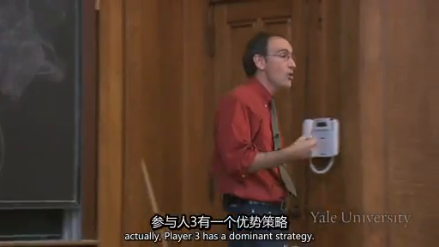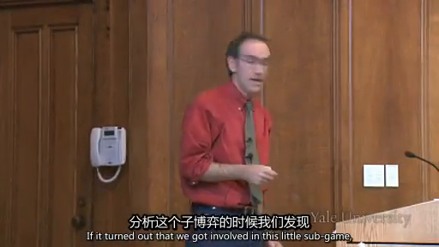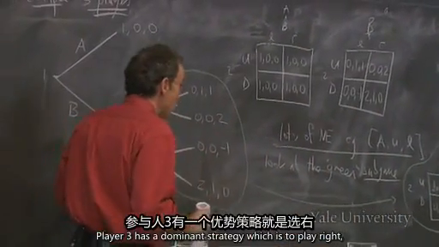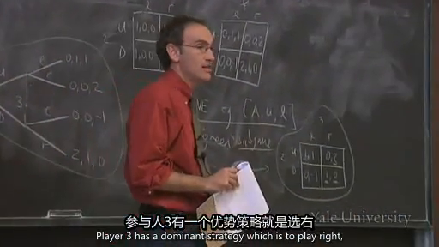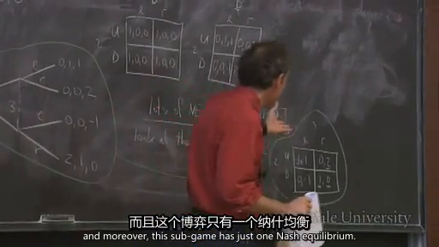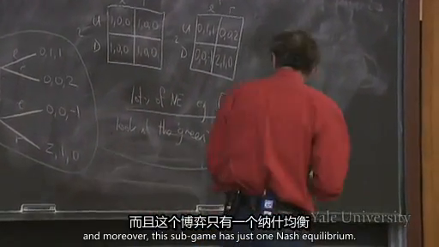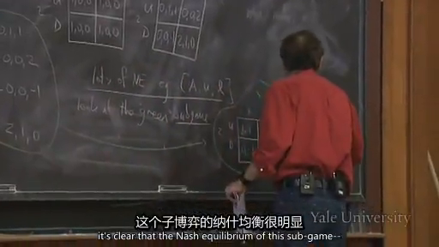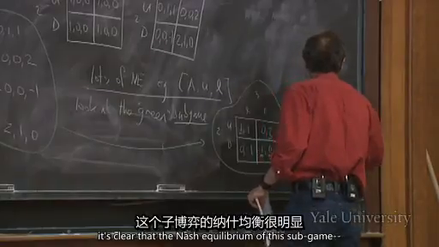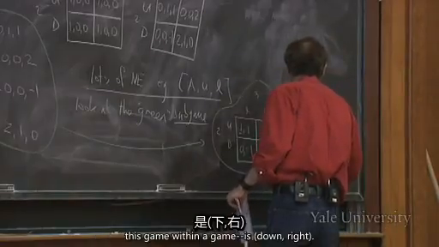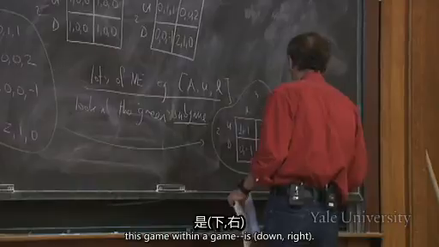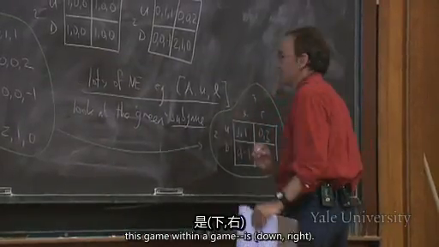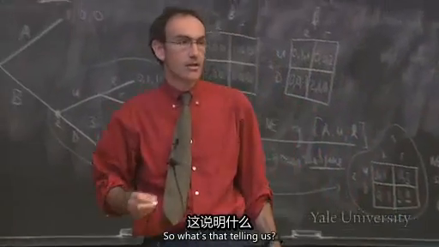All right? So in fact, in this little sub-game, player 3 has a dominant strategy. If it turned out that we got involved in this little sub-game, player 3 has a dominant strategy, which is to play right. And moreover, this sub-game has just one Nash equilibrium. If I'd given you this sub-game on its own, it's clear that the Nash equilibrium of this sub-game, or this game within a game, is down, right. It's down right.